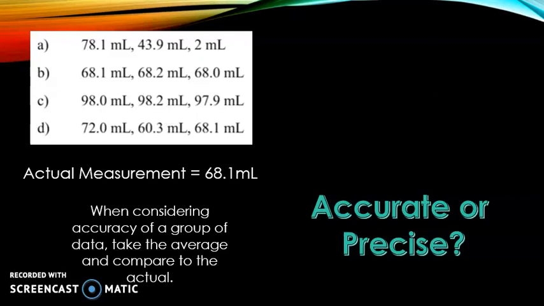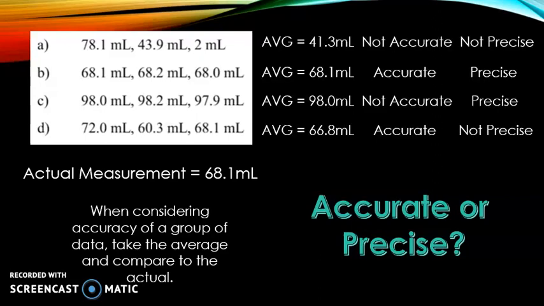So now that you've taken some time to think about whether or not these measurements are accurate or precise, I'd like to reveal my answers. So I calculated first the average of all of these groups, and I noticed that group A averaged to 41.3. Now that's not very close to 68.1, so I said not accurate. Also, when I take a look at the measurements, we're spanning from 78 all the way down to 2 milliliters. These measurements are very far apart from each other, so I also said not precise.